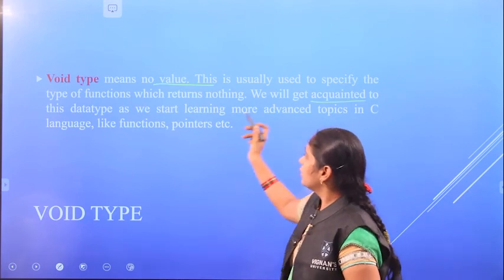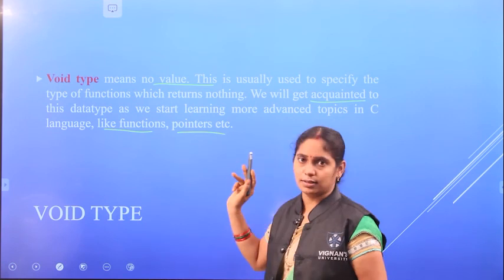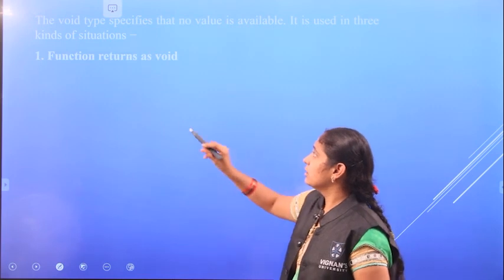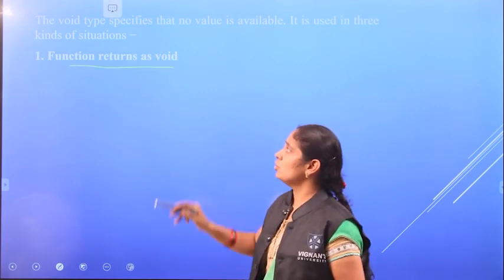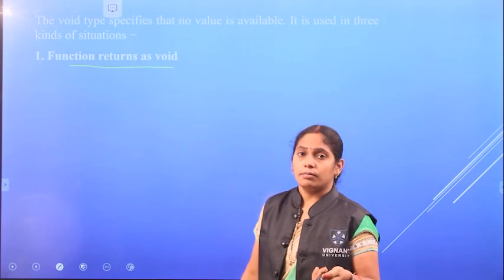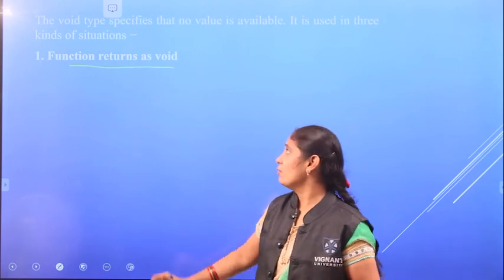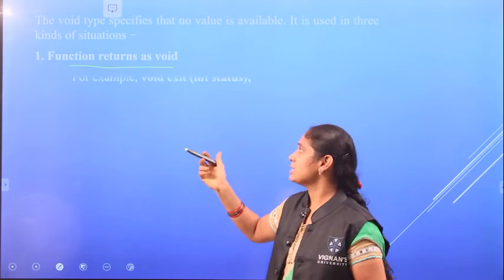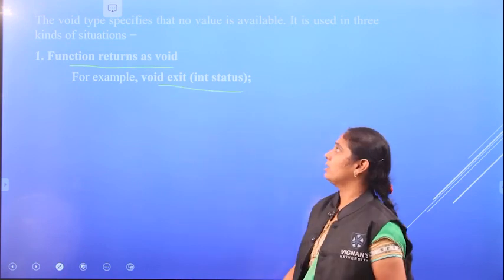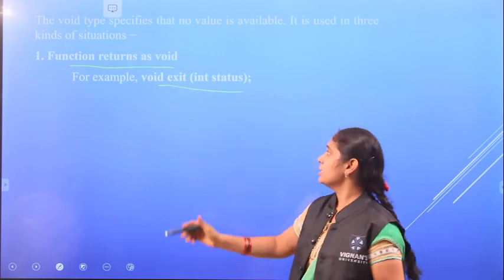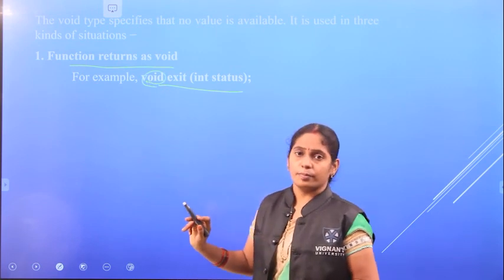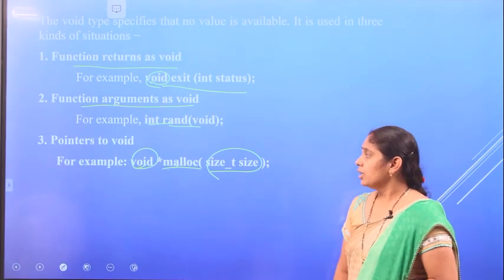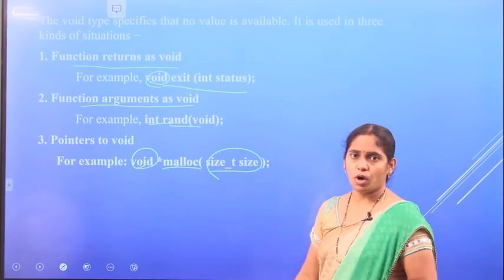We see this with functions and pointers. Void is used for representing a function; we can declare a function as a void function, for example, void some exit. See here the void. And the function argument can be used as well. So this is about pointers to void type.